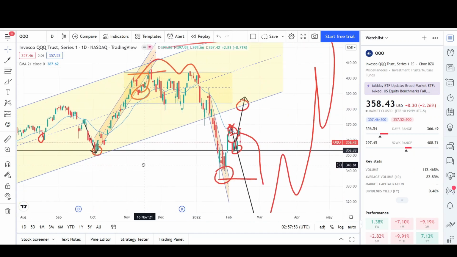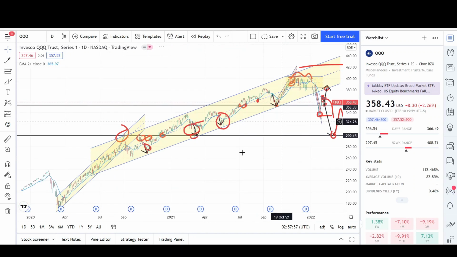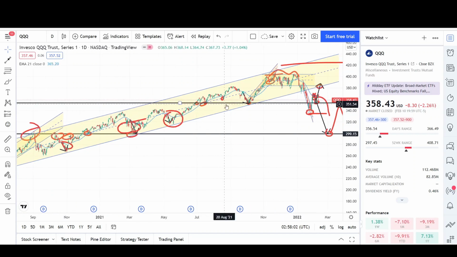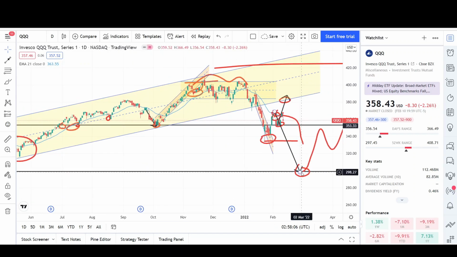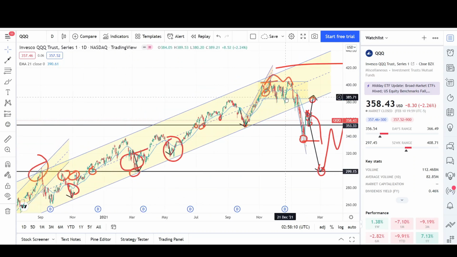So that's why I'm still expecting this bigger two-legged correction, especially since the market moved up so much. We're usually going to be due for a bigger pullback than before. So that's why I'm leaning more towards this two-legged correction, just because in history it repeated numerous times. So the probability is high that it's going to happen again.